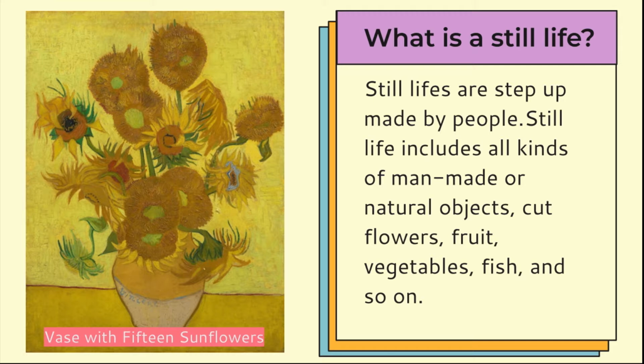Still lifes are setups made by people. Still lifes include all kinds of man-made or natural objects. Cut flowers, fruit, vegetables, fish, and so on. So anything can really be a still life. It could be a toy car, it could be a whole bunch of different electronics, anything that we set up and paint, that's a still life.